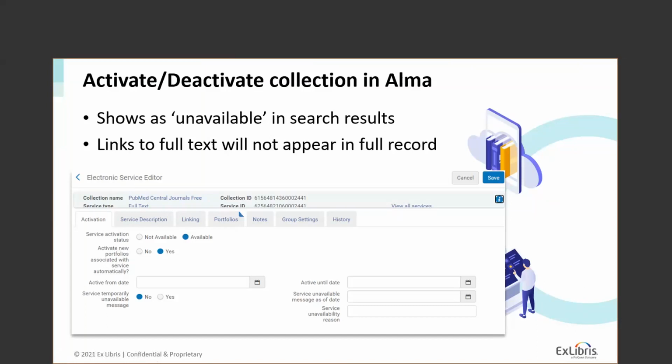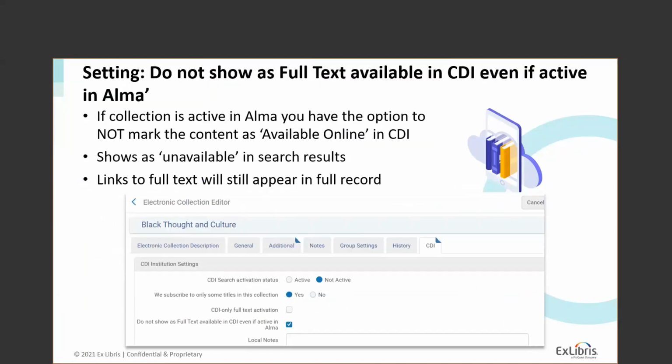So that's one way to affect availability. We also have some other settings. So we have the setting, do not show as full text available in CDI, even if active in ALMA. So you have the option to mark the content as not available in CDI, even if you have the ALMA collection active.